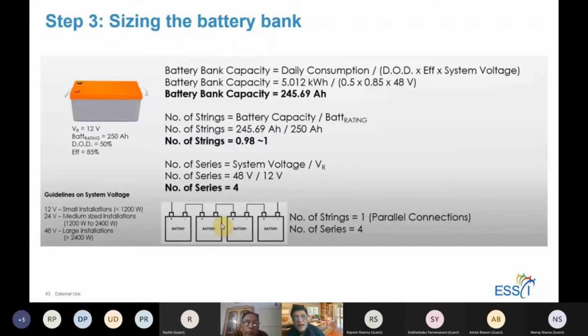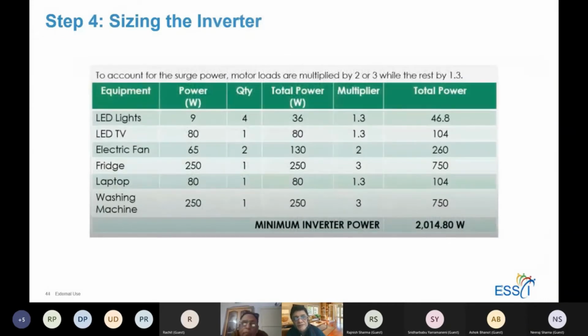The other additional thing you might want to consider is what is your autonomy? How many days of battery backup do you want? We have just kept it as 1 day. But that is adequate. Sometimes you may want to plan for more, then your battery backup requirement will go up.